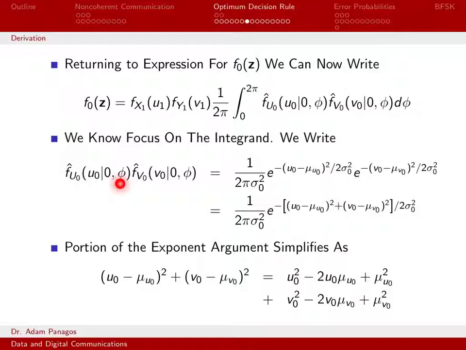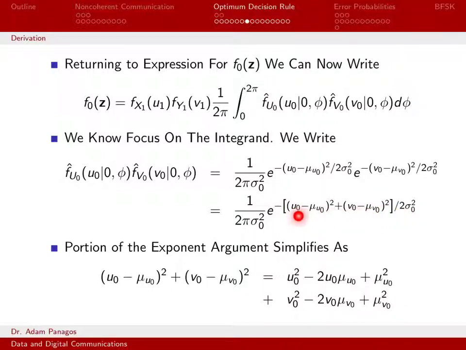This is just a Gaussian PDF, and this is just a Gaussian PDF. We wrote those down earlier. If I multiply them together, here's what I get. If I simplify them a little bit, instead of having e to something times e to something, I can write it as e to both of those things added together. So instead of two e's, I just use one e, using the property of exponentiation, adding those two arguments together.